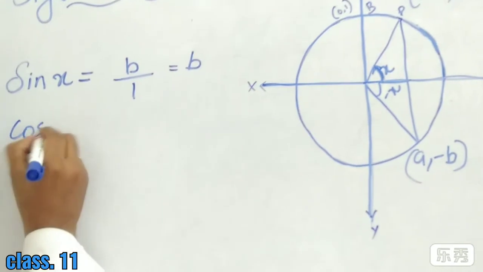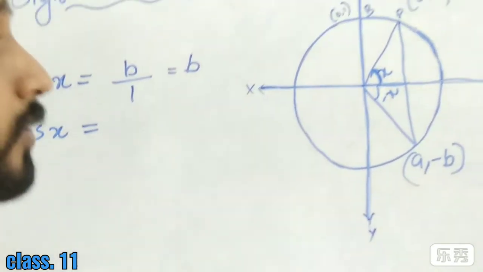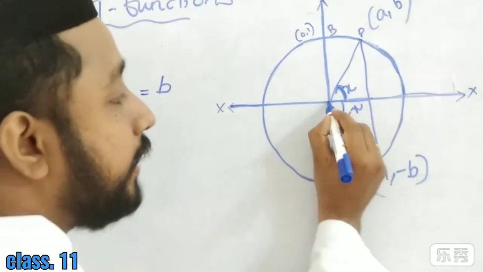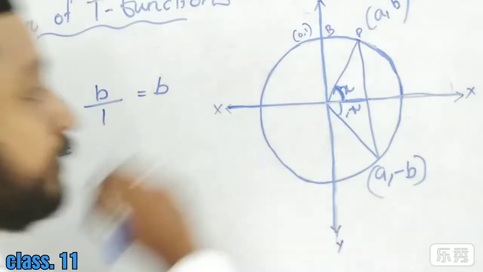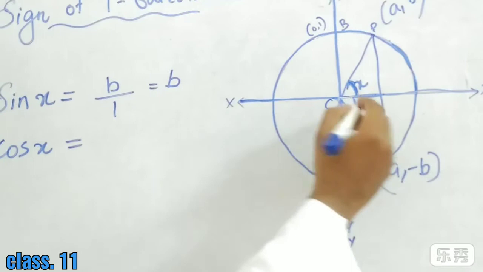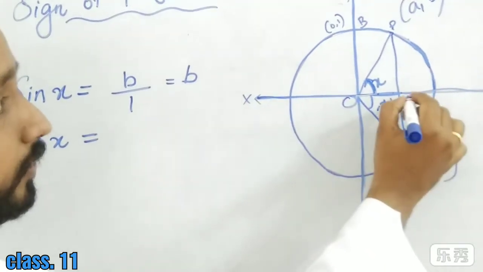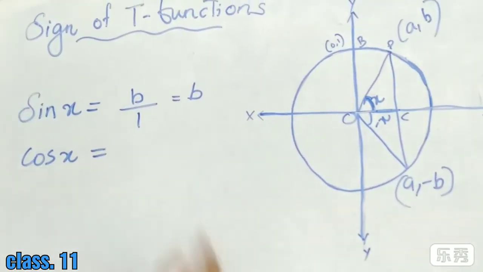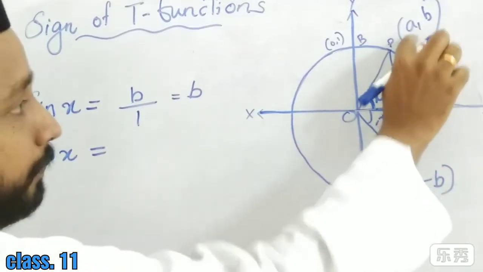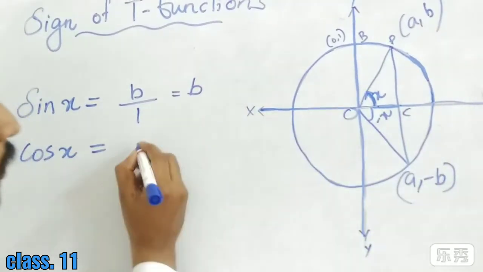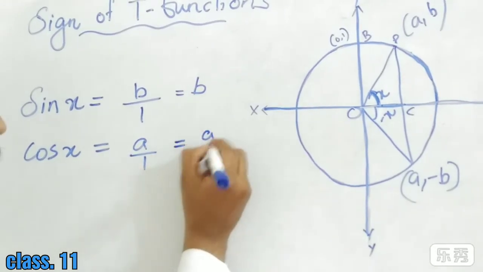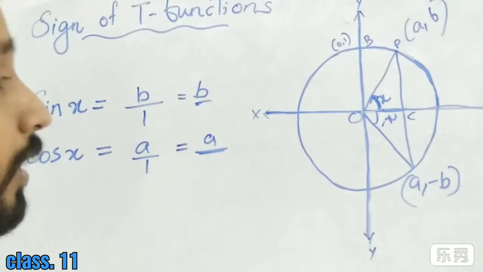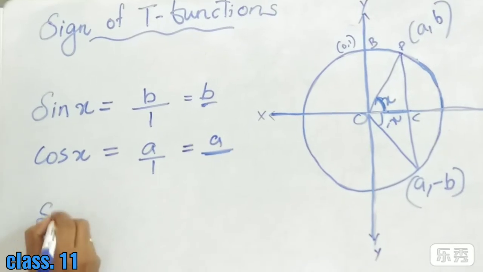What about cos x? Cos x means adjacent side by hypotenuse. Let us take this point as O and this foot of the perpendicular as C. So the adjacent side is OC, by hypotenuse OP. The adjacent side length is A for point P (A, B). So A by 1 is equal to A. So we got sin x is equal to B and cos x is equal to A.